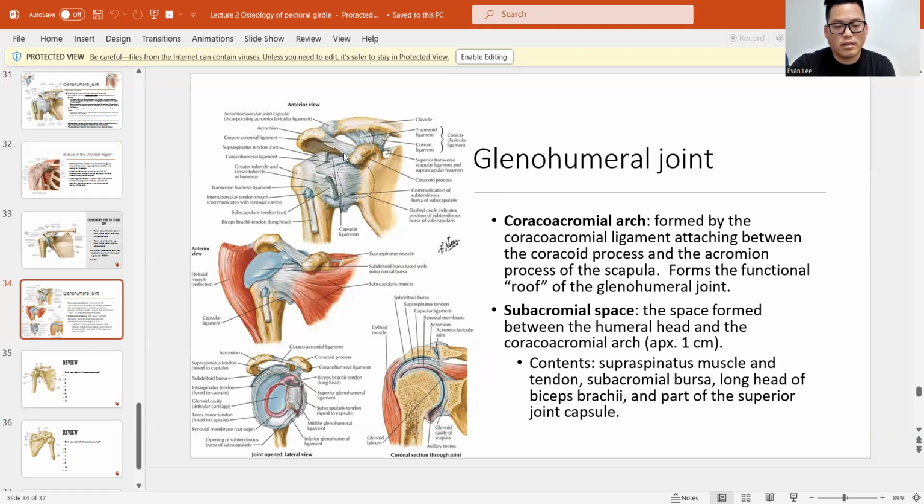So this is just some anatomy of the glenohumeral joint, which is also allowing other things to travel through here.